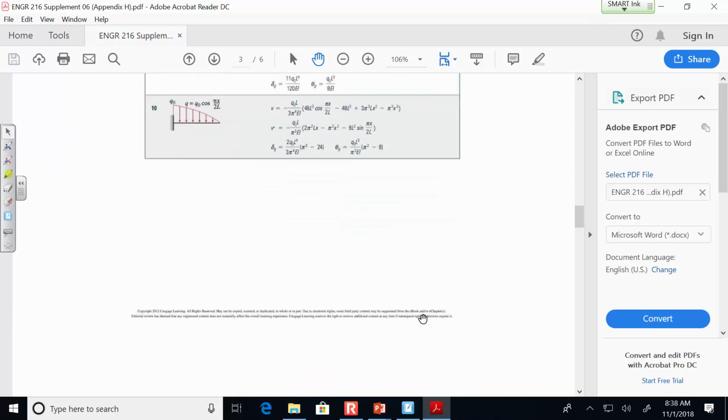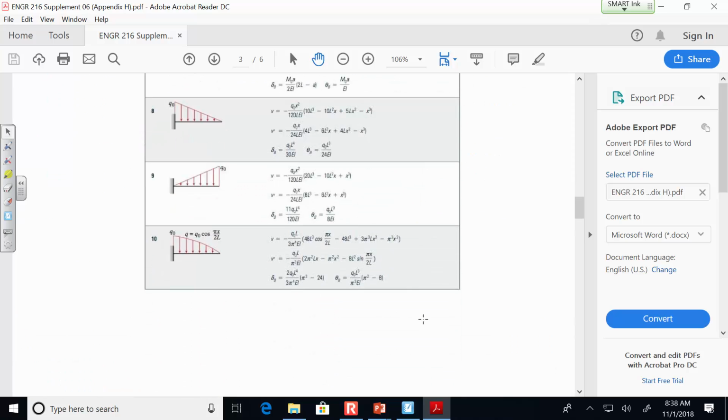Same thing for distributed loads. So we've got triangular loads, we've got cosine loads. Let me be absolutely honest. I have a PhD in engineering. I've never really encountered a scenario with a sinusoidal loading.